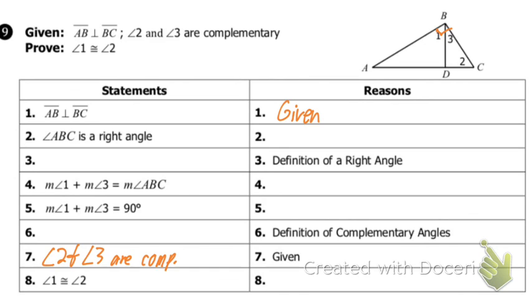Okay, so from number 1 to number 2, we went from those two segments being perpendicular, and now we know angle ABC is a right angle. So we went from math to words. Definition of perpendicular. That's what it means for them being perpendicular. Perpendicular segments or lines form right angles.